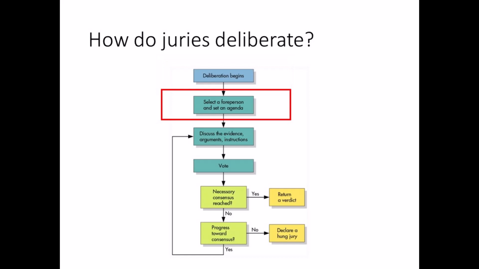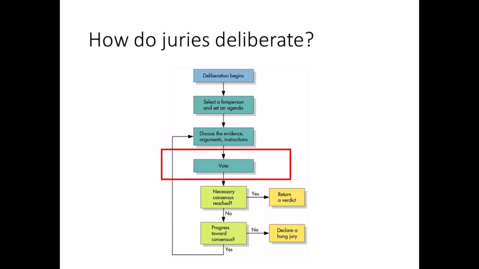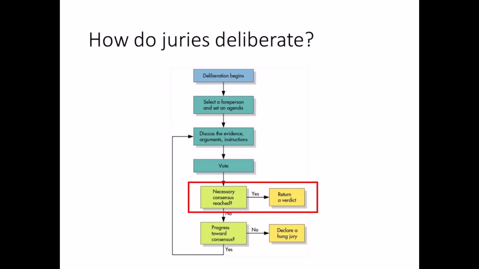One of the first tasks is to select a foreperson or representative for the jury and set an agenda. Then, the members discuss the instructions, evidence, and arguments. After some time, they vote. If they reach the necessary consensus, which varies from courthouse to courthouse, their job is done, and they return the verdict to the judge, who will have it read in open court for the record.